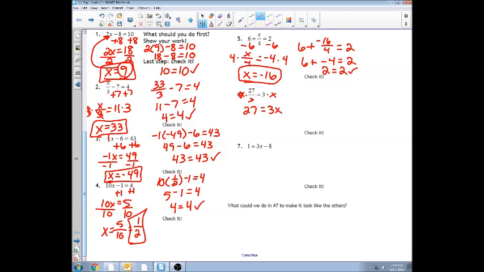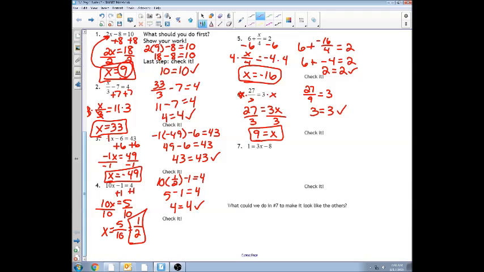How would I get the x by itself? I would have to divide by 3 on both sides. That would give me 9 equals x. So then I have 27 over 9 should equal 3. 27 divided by 9 is 3. So my check is good. X equals 9. Number 7, I have 1 equals 3 times x minus 8.